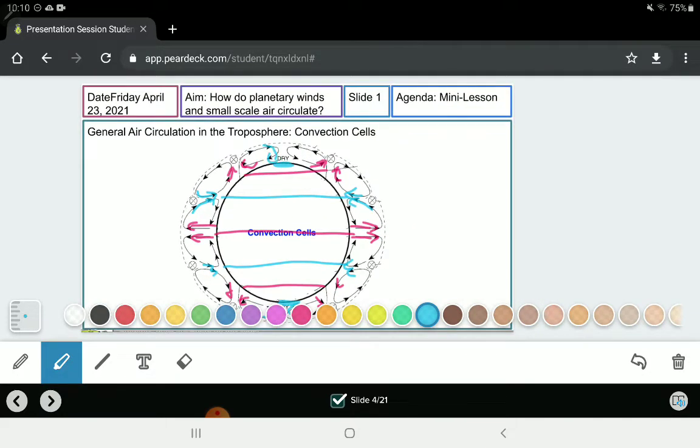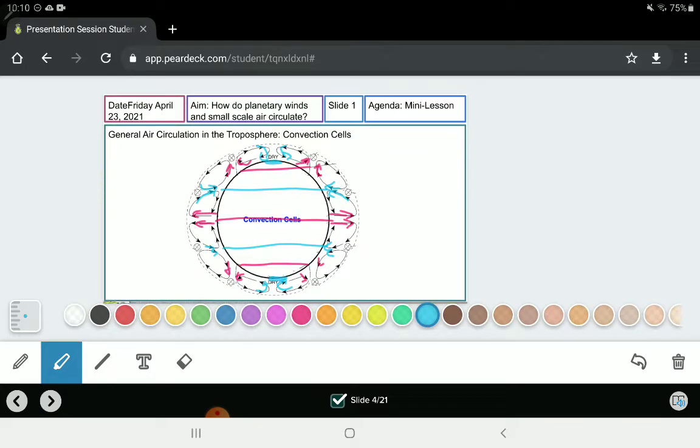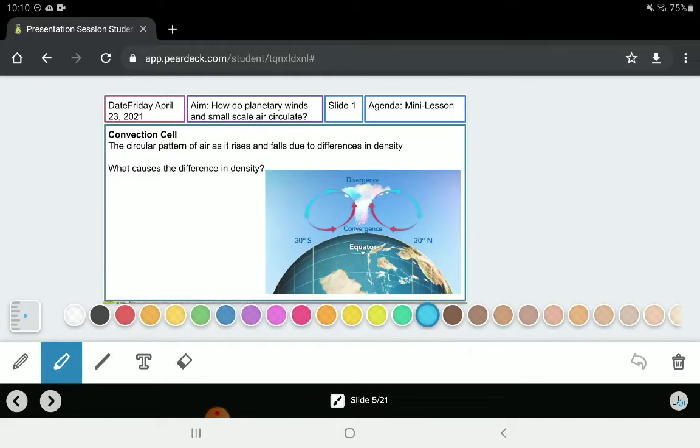I usually make you all color your Earth Science Reference Table in person and get these beautiful blue and red lines. A convection cell is the circular pattern of air as it rises and falls due to differences in density. And what causes those differences in density?